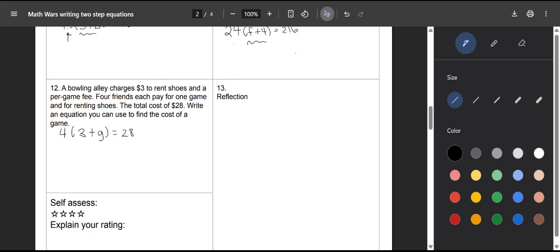All right, we have one person would have to pay $3 for their shoes and the per game fee, so that's 3 plus G. If you chose a different variable, that is okay. And then we know that there are 4 friends each paying that amount, so the whole thing gets multiplied by 4. And all together, they paid $28, so that's going to be equal to 28.